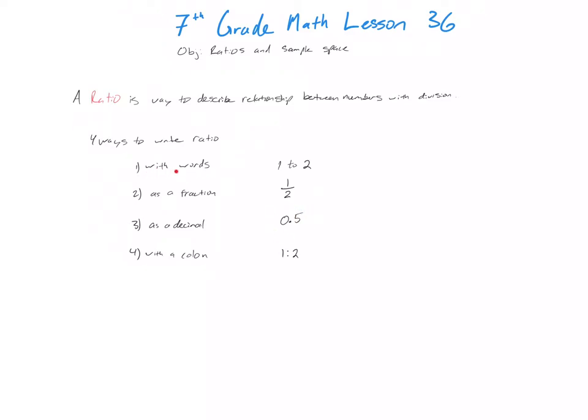So the first one is with words. We can say 1 to 2. As a fraction, 1 over 2. As a decimal, we take 1 and divide it by 2 and get 0.5. Or with a colon, and you read this the same as you read that one, 1 to 2.